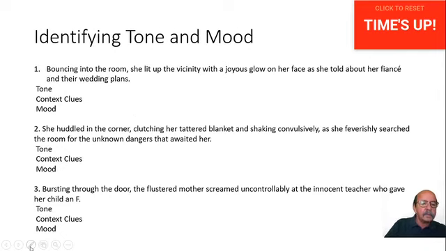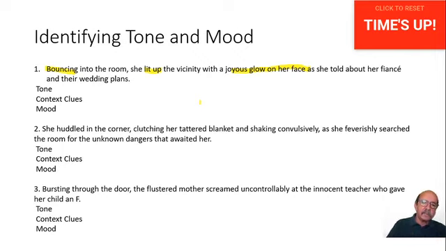How do we know this? What are the context clues that we get? You've got words like bouncing into the room, she lit up the vicinity, joyous glow on her face as she told about her fiancé and their wedding plans. So these are the various context clues that help us identify the tone. And what is your mood when you read a sentence like this? You feel happy, you feel glad for this girl. Everything is positive here.